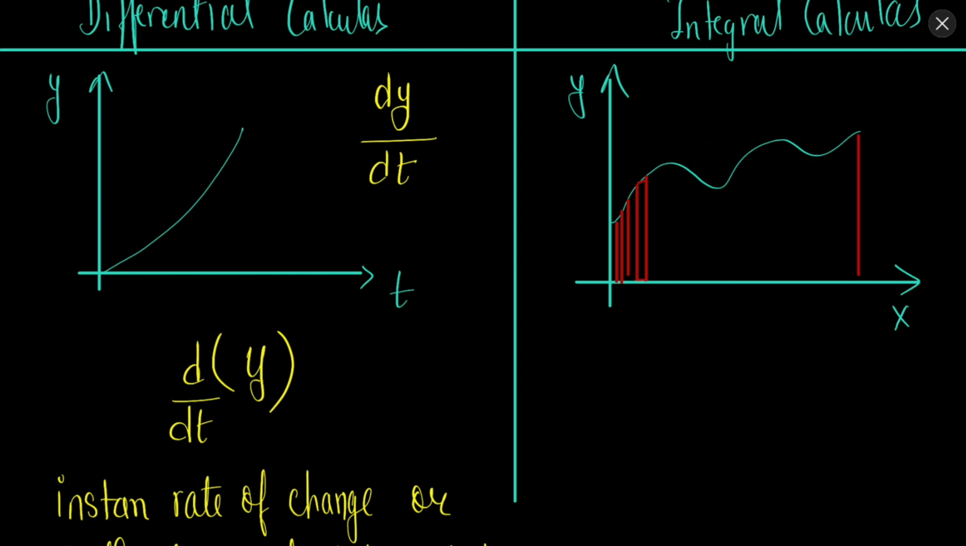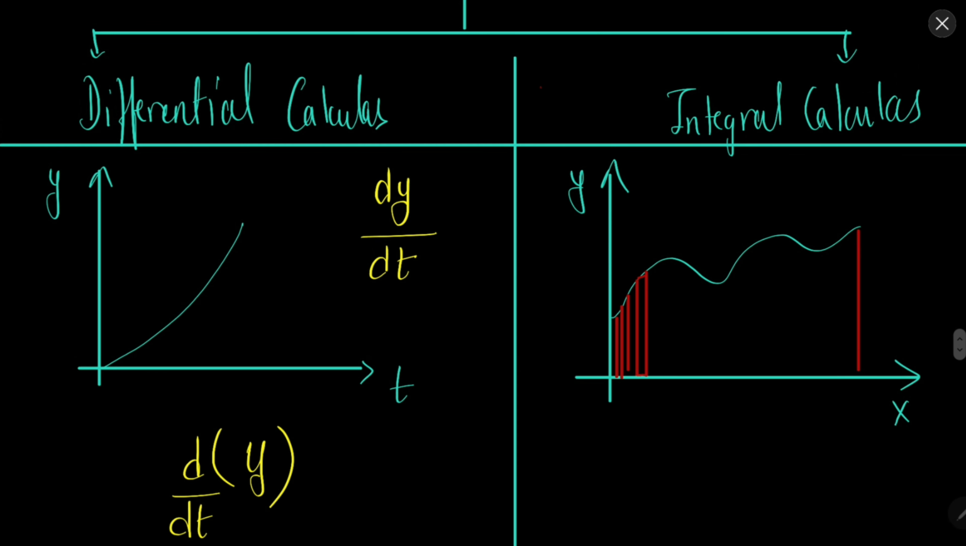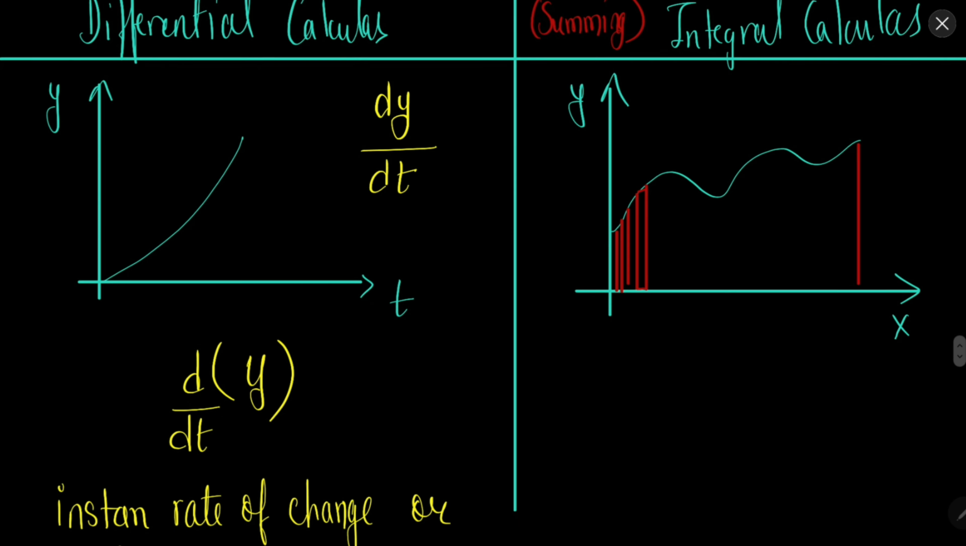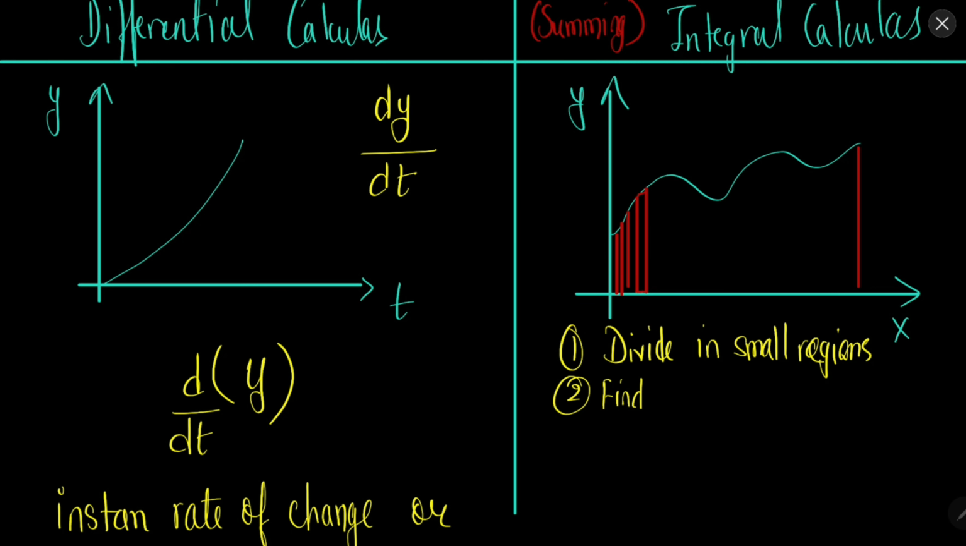So integration tells us how to find the area under a curve by finding the area of a small region and then finally integrating all of them. Integrating means summing. So integration is like a summing operation. First you will divide the area into small parts, then find each area, and finally integrate, or sum, all the areas.